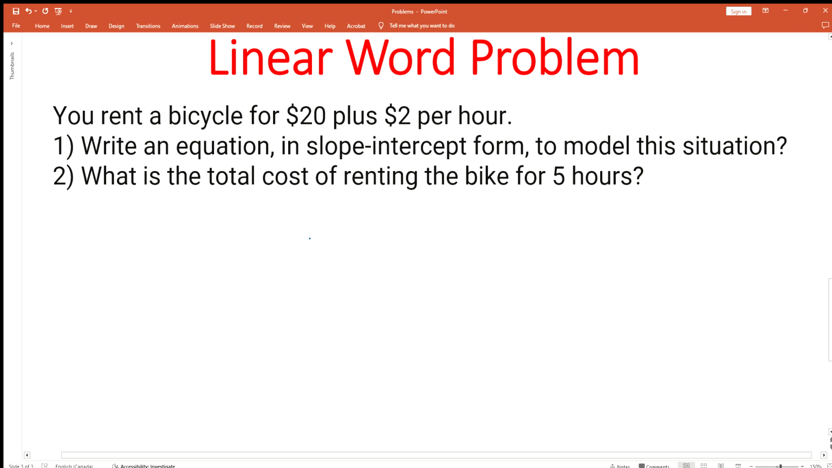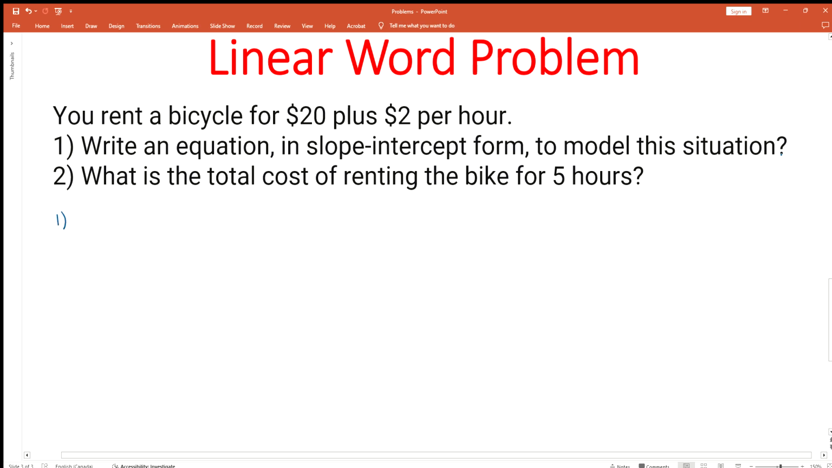In this video, we'll solve a linear relation word problem. As per the problem, you rent a bicycle for $20 plus $2 per hour. In part 1, we have to write an equation in slope-intercept form to model this situation. Let's start with number 1.